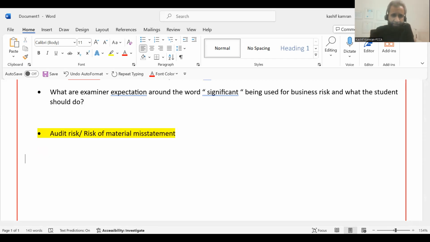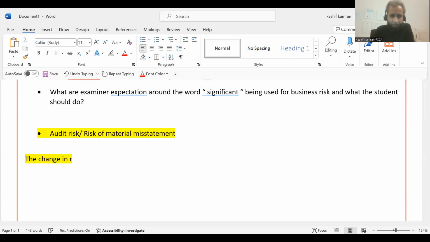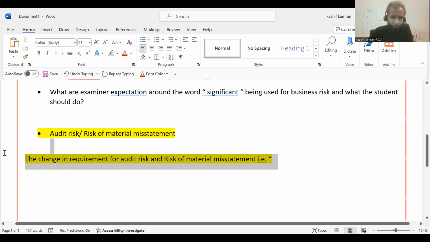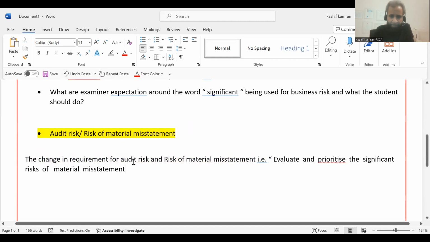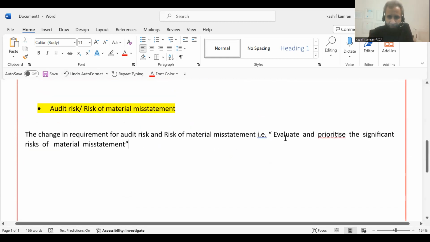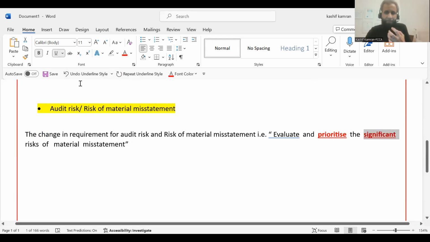And the change right here is the change in requirement for audit risk and risk of material misstatement. That is, in inverted commas, removing this yellow highlighting, this is what the question is. Now, see this. This question is asking us to prioritize, number 1, in red and underline, and number 2 is significant, again in red and underline. So we need to find the meaning of this in day 3.